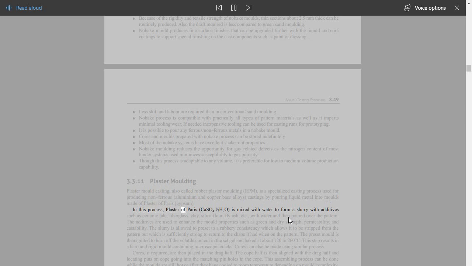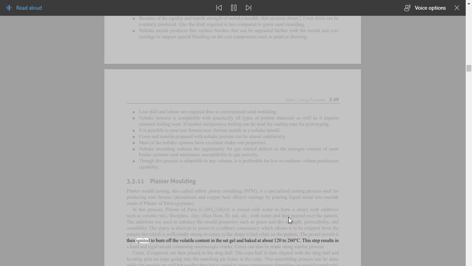In this process, plaster of Paris, CaSO4·1/2H2O, is mixed with water to form a slurry with additives such as ceramic talc, fiberglass, clay, silica flour, fly ash, etc., and then poured over the pattern. The additives are used to enhance the mold properties such as green and dry strength, permeability, and castability. The slurry is allowed to preset to a rubbery consistency which allows it to be stripped from the pattern, but which is sufficiently strong to return to the shape it had when on the pattern.